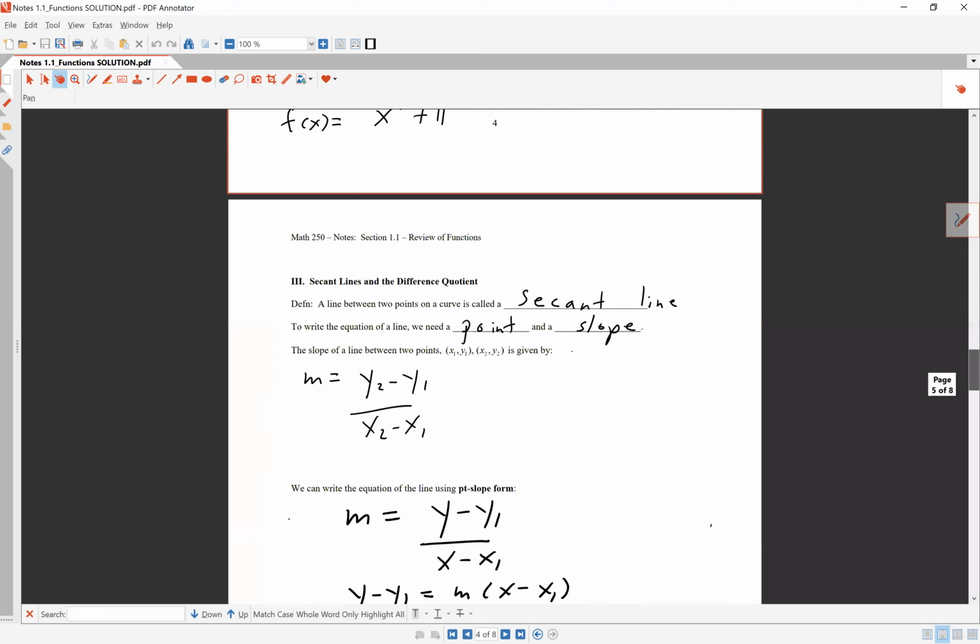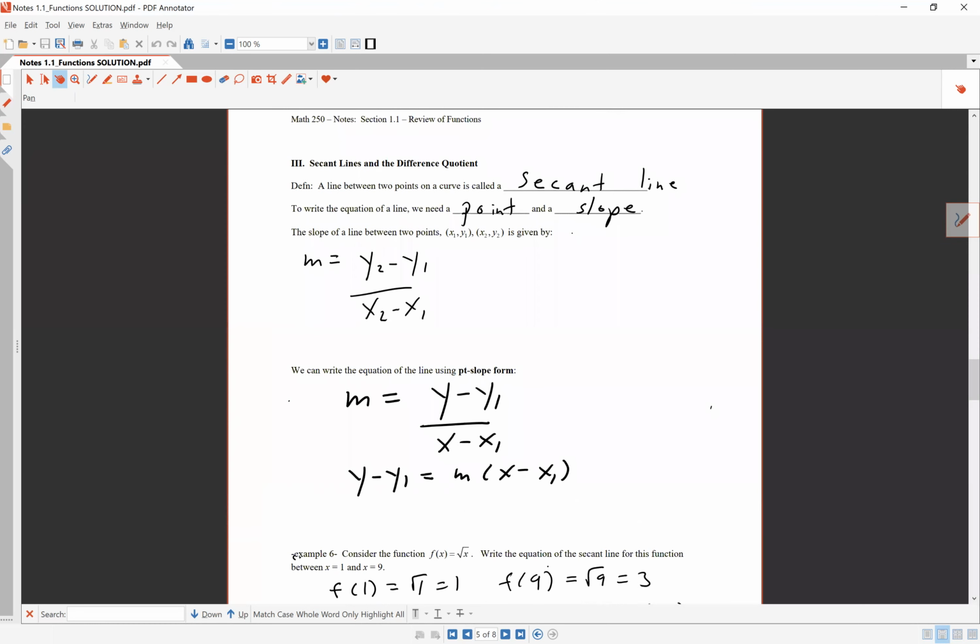Okay, so let's go on here. Let's talk about secant lines. This might be a little bit new. I'm not sure if you've seen that term before. So if you take 2 points on a curve and you connect them with a line, that's called a secant line. And of course, to write the equation of a line, you need a point and a slope.